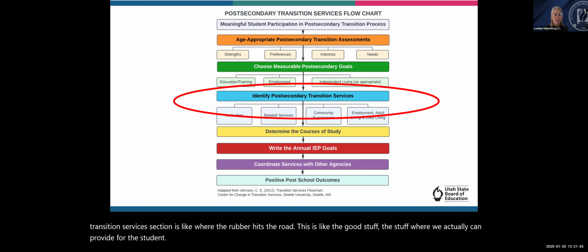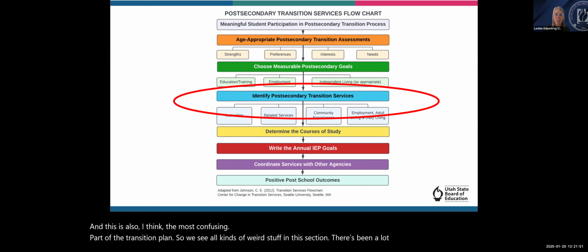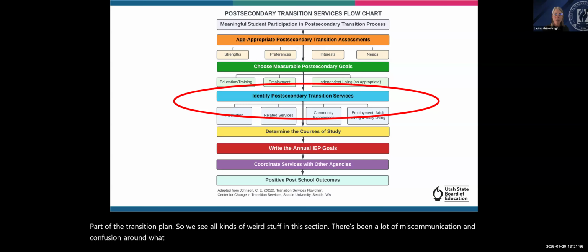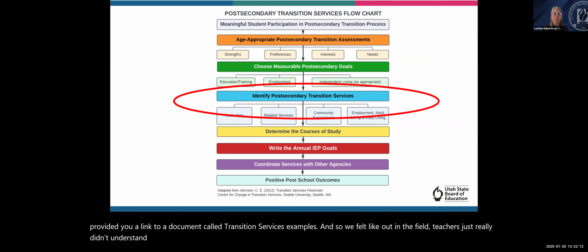And this is also, I think, the most confusing part of the transition plan. So we see all kinds of weird stuff in this section. There's been a lot of miscommunication and confusion around what the transition services are. So I hope to clarify this for you. Back on the Canvas course, I provided you a link to a document called Transition Services Examples. And so we felt like out in the field, teachers just really didn't understand what is a transition service, right?